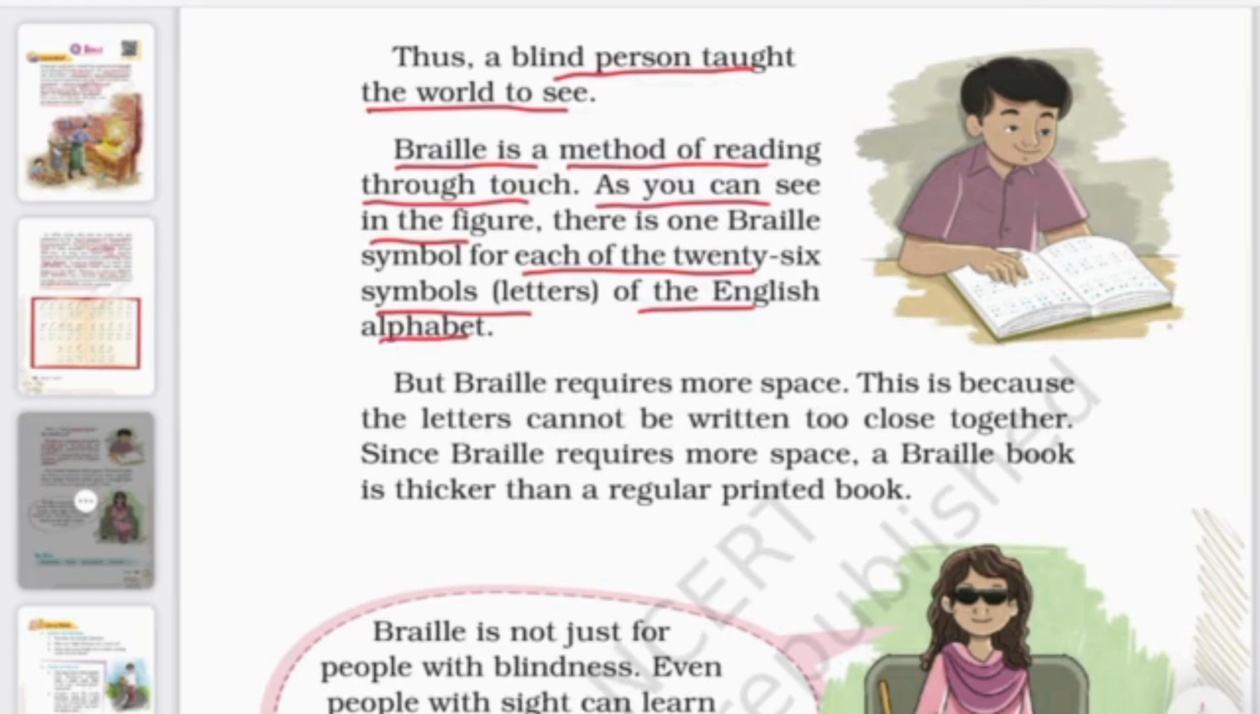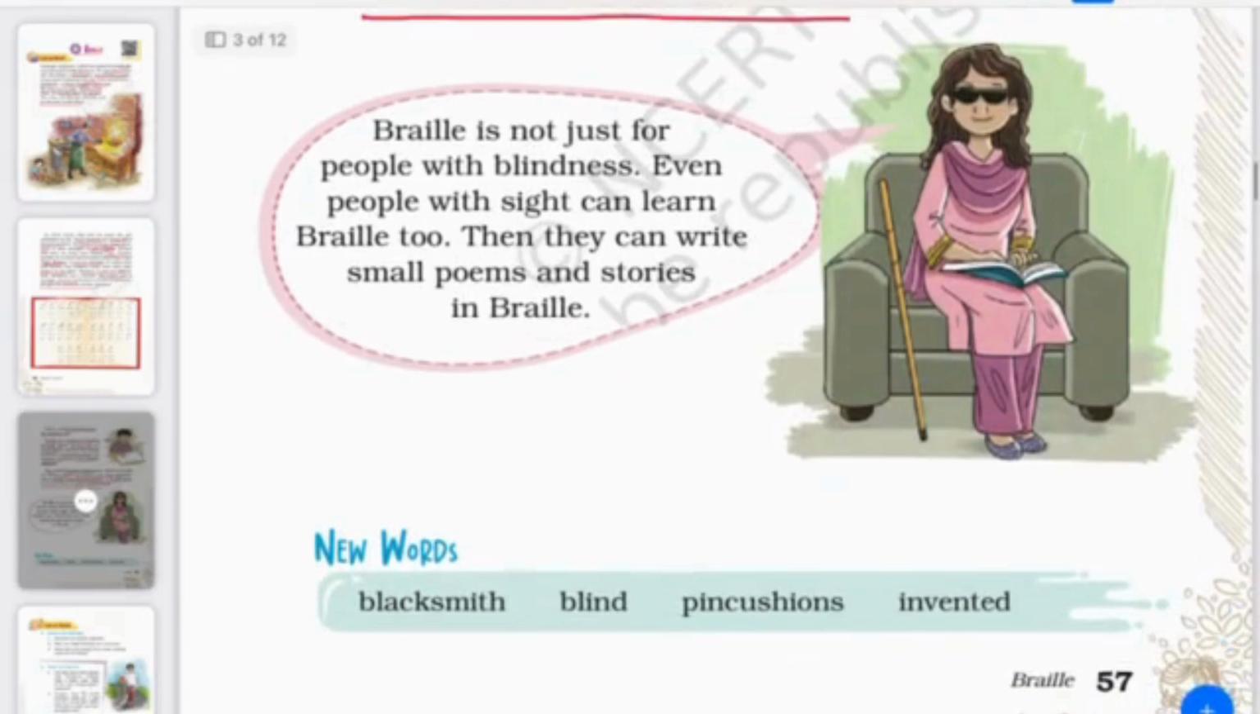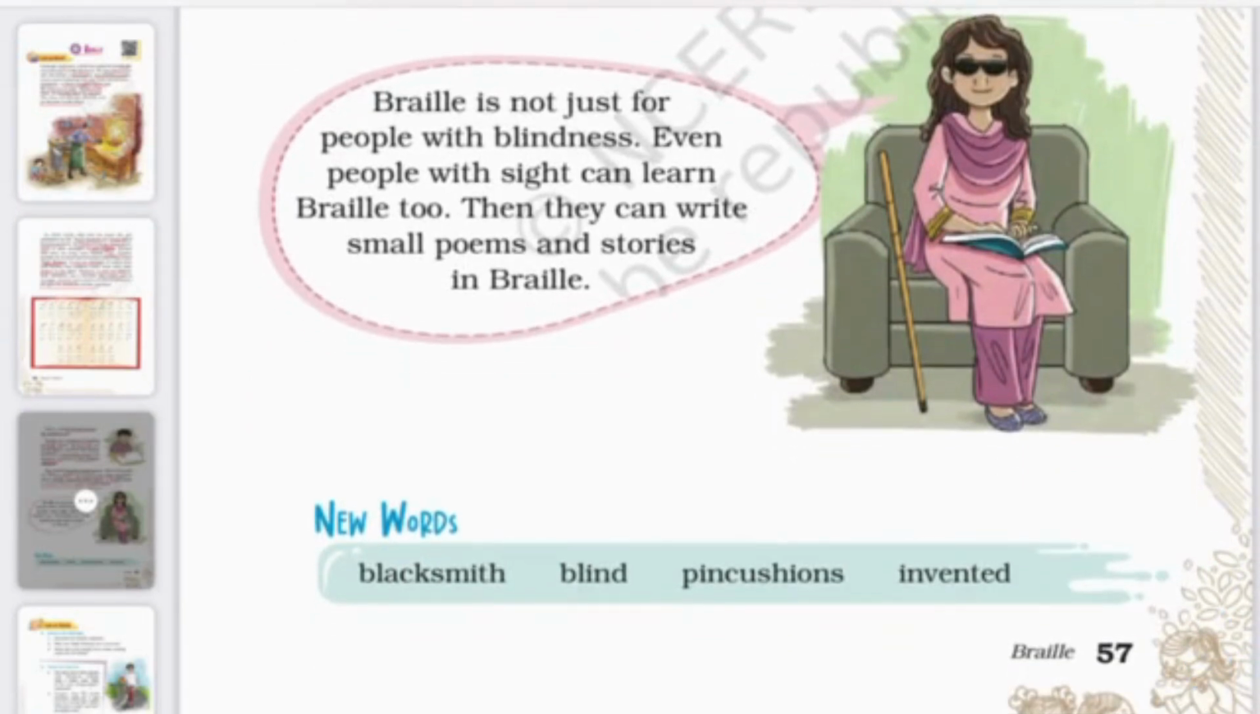But Braille requires more space. Braille letters cannot be written too close together. Since Braille requires more space, a Braille book is thicker than a regular printed book. Braille is not just for people with blindness.